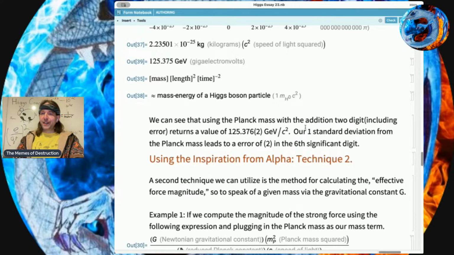One standard deviation from the Planck mass leads to an error of two in the six. Cool.